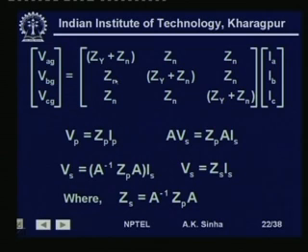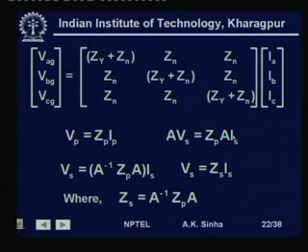Now, this in short form we can write as Vp is equal to Zp into Ip, where this 3 by 3 matrix we are writing as Zp. Now, if we convert these phasor quantities in terms of symmetrical component quantities, then Vp can be written as A Vs and Ip can be written as A Is. So, A Vs is equal to Zp into A Is.